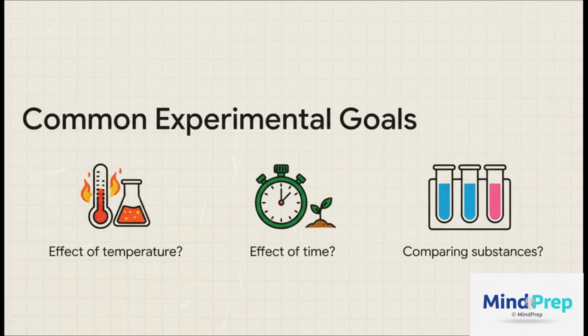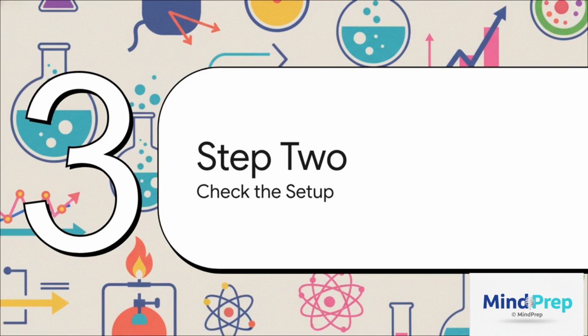And here's the good news. These experimental goals, they usually fall into some pretty predictable patterns. The question is often asking something direct, like what's the effective temperature or time? Or maybe it's just trying to find out which substance is different. Pinpointing this specific goal, well, that's your first huge win. So once you've locked in the goal, it is time for step 2. Check the setup. This is where we get into the nitty-gritty of how the experiments are designed.